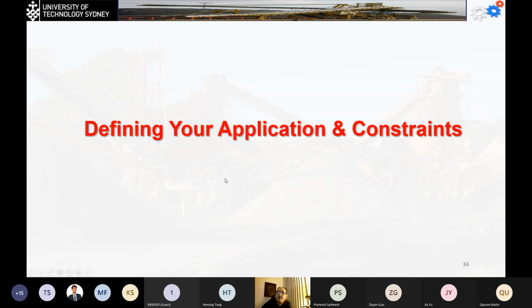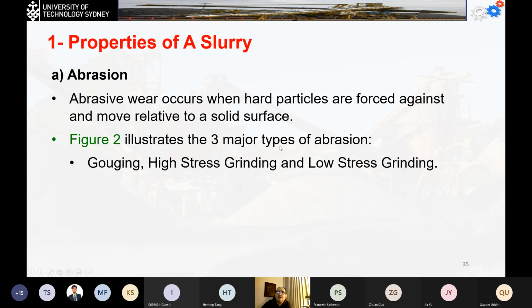Now, we need to define the application and the constraints we have for our application. The most important property of the slurry is going to be the abrasion. If I have a particle with an irregular shape and quite a large size, usually with the mixture movement of the slurry attached to the wall, it is going to cause what we call abrasive action. So it's going to work like a grinder. It's going to start damaging the wall due to the high friction.